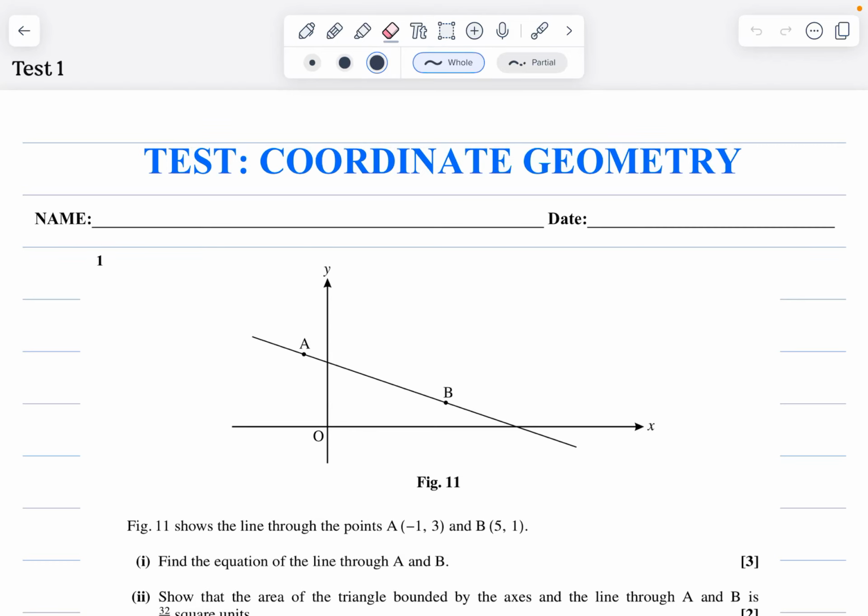Welcome. This video is for the test coordinate geometry for P1. So there are 6 questions in this. Let us try to solve the questions.